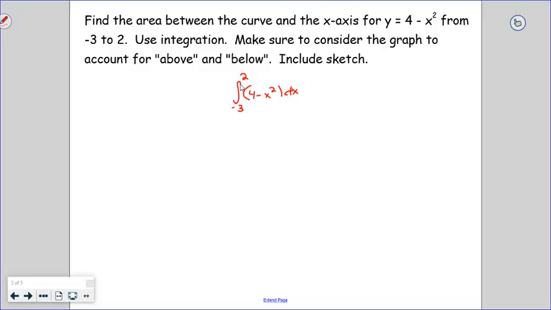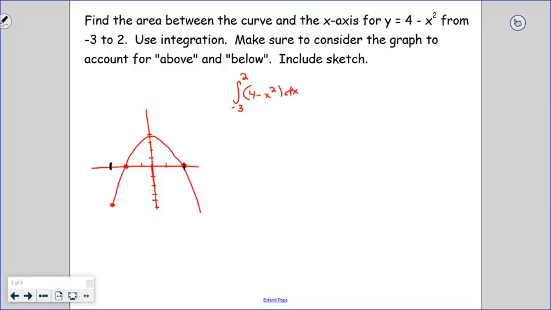Okay, but if we were to consider the graph itself, again, in that area, we know that our graph's going to hit at negative 2 and at positive 2, but at negative 3, if I were to evaluate that function at negative 3, come up to my function and plug in a negative 3, negative 3 squared is 9, 4 minus 9 is negative 5. So we would be looking at a graph that looks something like this. And we're supposed to be evaluating from negative 3 to 2.